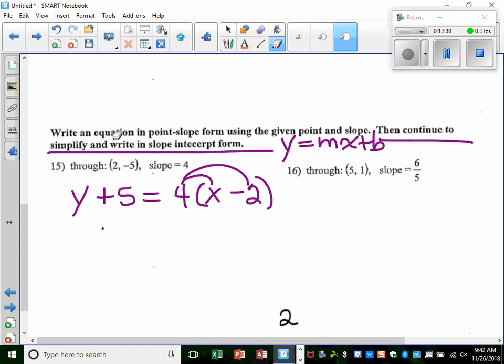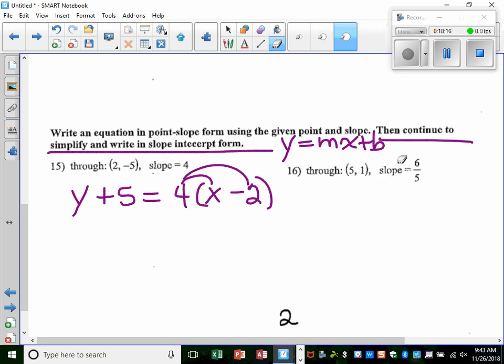It says write an equation in point slope form using the given point and slope. Then continue to simplify and write it in slope intercept form. So that's the y equals mx plus b. You might want to write this down. I've already written this in point slope form. This is question 15, so you'll be able to do 16. I just put it in point slope form because that's what it says first. Now they want me to change this so it's in y equals mx plus b form.